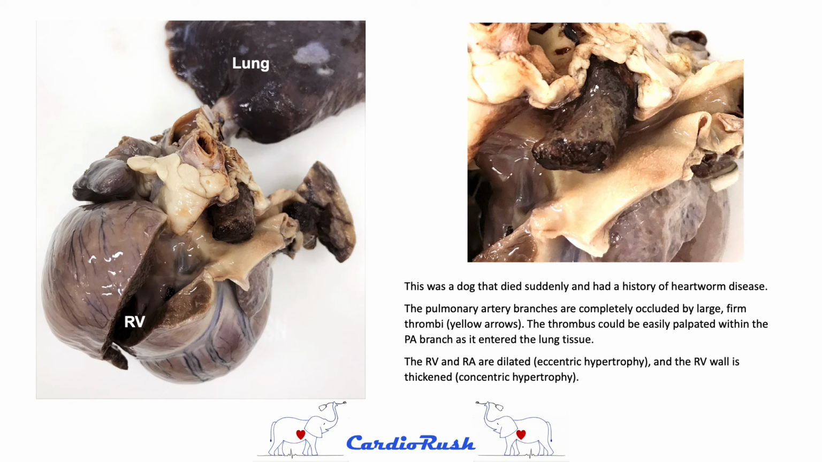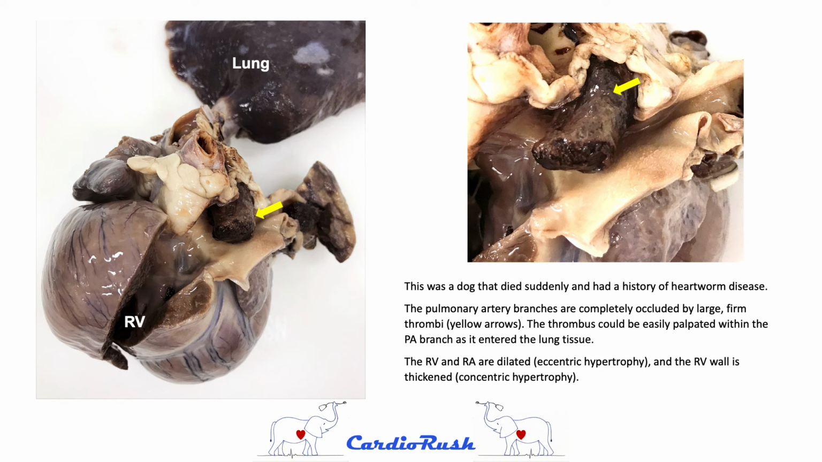This dog died as a result of severe thromboembolic disease to the pulmonary arteries. The yellow arrow points to a very large thrombus present in the main pulmonary artery and the branch pulmonary artery. The dog had heartworm disease many, many years ago and had seemingly recovered and then developed thrombosis of the pulmonary artery.